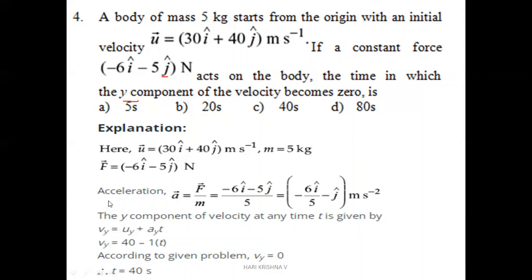According to Newton's second law, F = ma, from there we get acceleration a = F by m. Dividing minus 6i minus 5j by 5, you get minus 6i by 5 minus j. They're asking only about the y-axis, so for the y component, v_y = u_y + a_y t. The final velocity becomes 0, and the initial velocity along the y-axis is 40. So 0 = 40 minus 1 into t, so t = 40 seconds. So option C is correct.